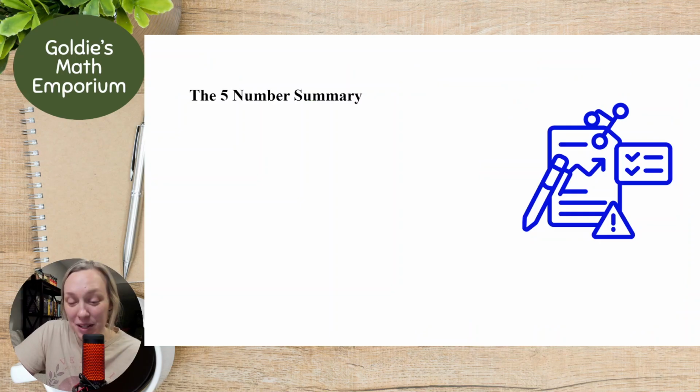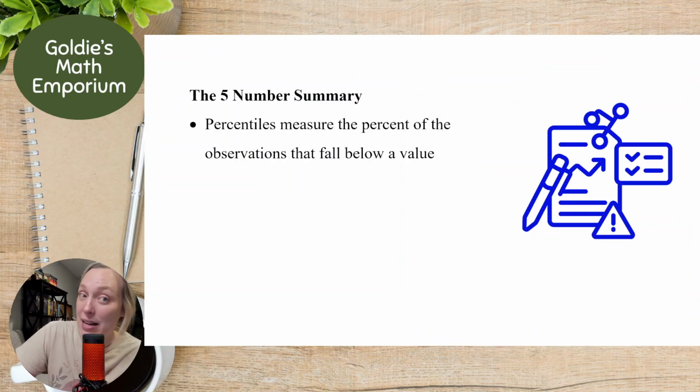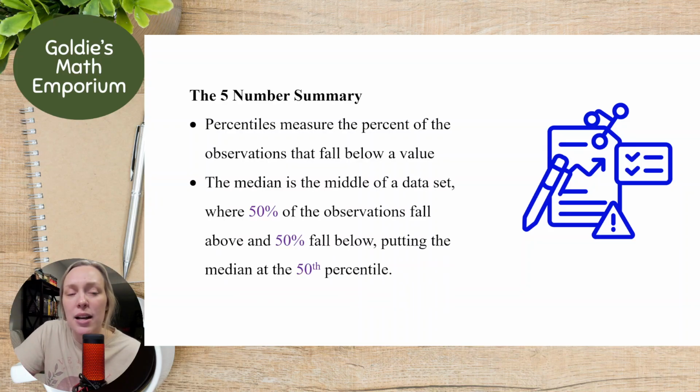First, the 5-number summary. Now we know percentiles measure the percent of observations that fall below a value. We've learned this, we've done this, but we have special percentiles in a data set that we want to draw attention to. The first one we've learned about is the median. Now the median is the middle of an ordered data set, where 50% of the observations fall above and 50% fall below. And the median is what we consider the 50th percentile.